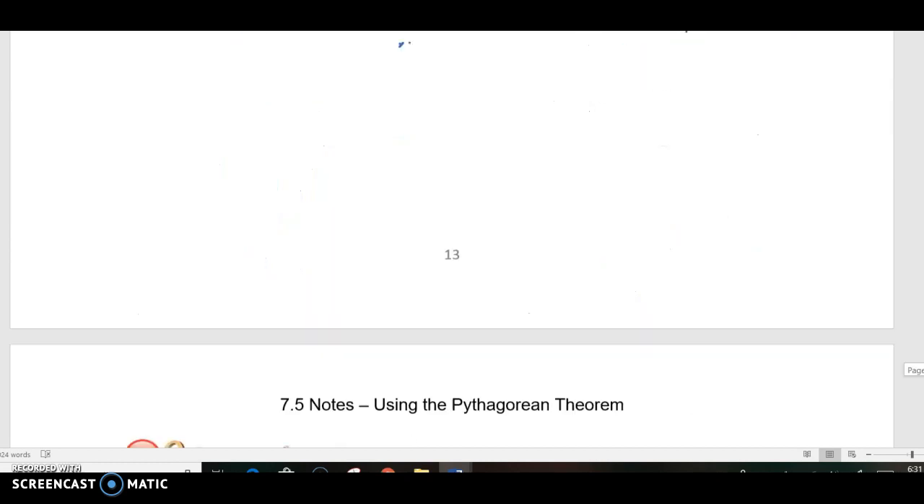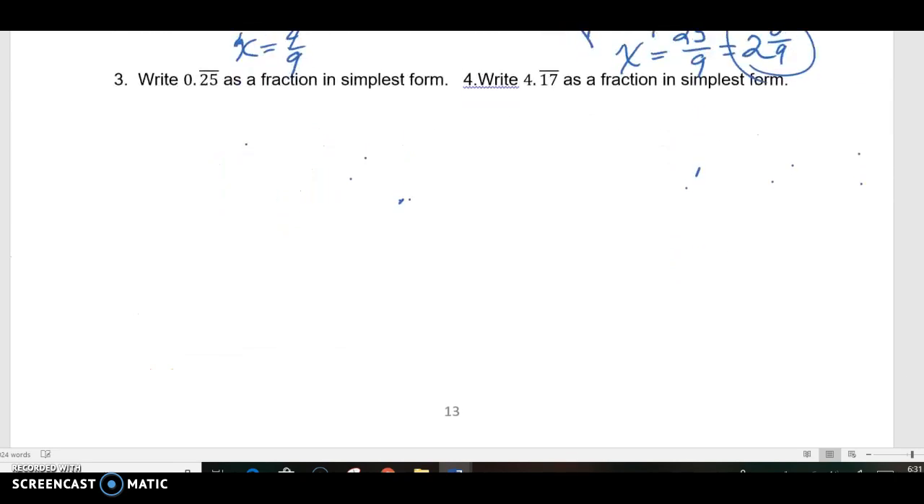Okay, we're going to do 2 more together. So this time, if you notice, our decimal is 0.25 repeating. So again, start by setting x equal to the original. Now, this one has 2 digits that repeat. So instead of multiplying both sides by 10, I'm going to multiply by 100 on both sides.